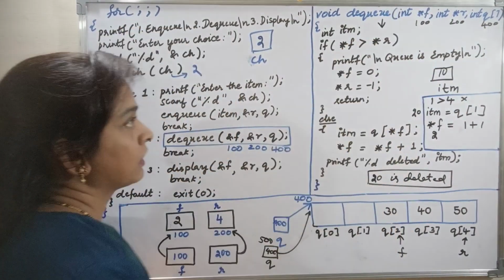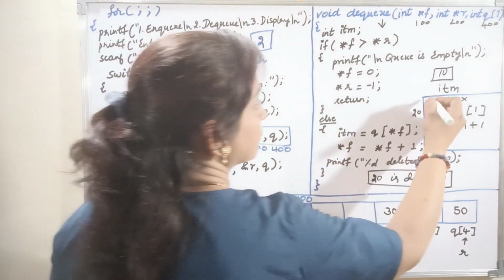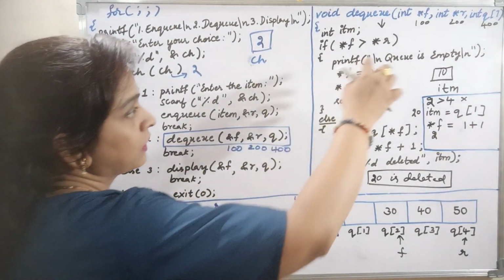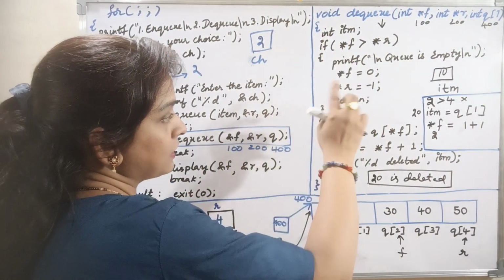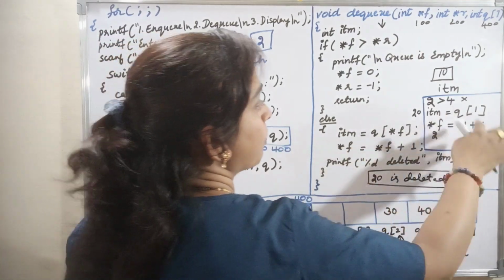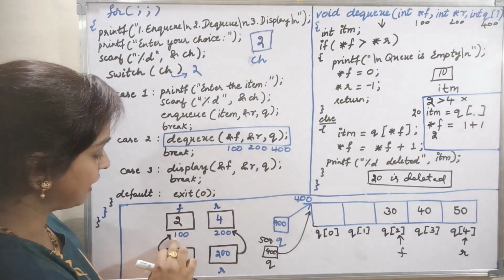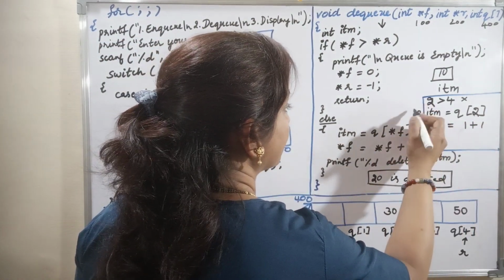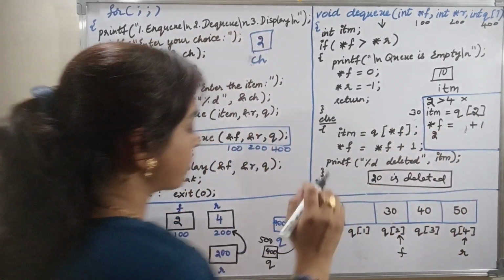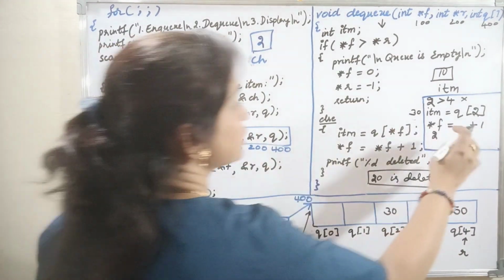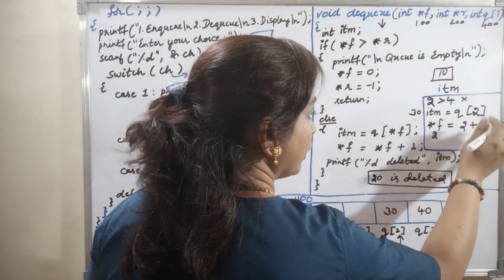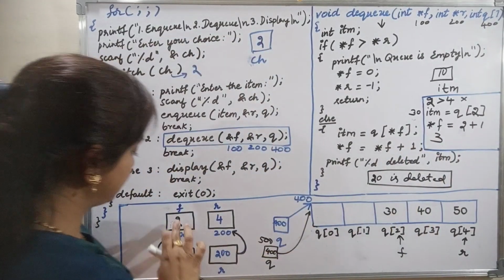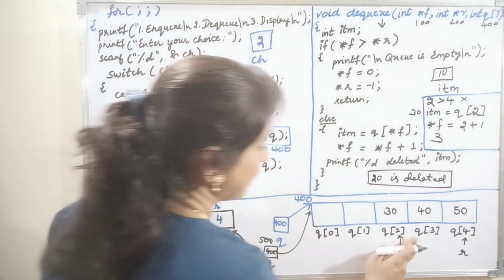Now check. Value at the location F is 2. Is 2 greater than 4? Again condition not satisfied. Then I come to the else part and say item equal to Q of pointer F. F is pointing to 100, value at location 100 is 2. So what is Q of 2? Q of 2 is 30. Then pointer F, value 2, 2 plus 1 is 3. That I need to store into pointer F. So now this has to be changed to 3.